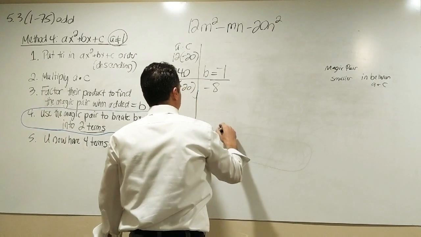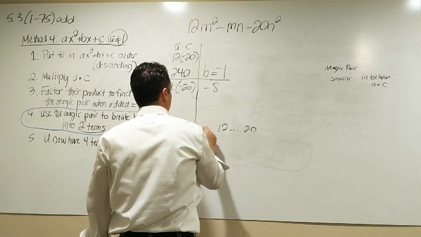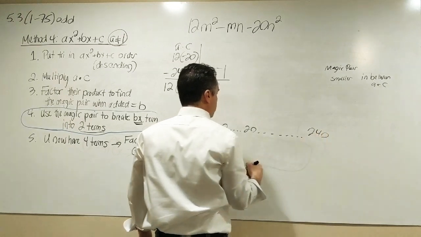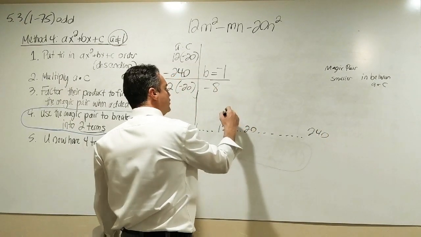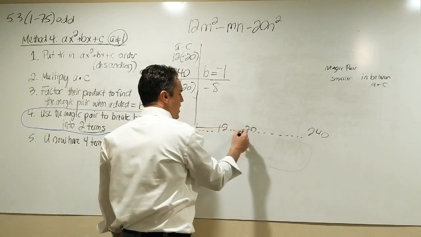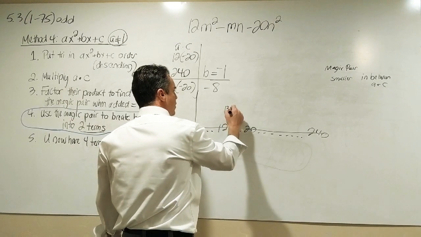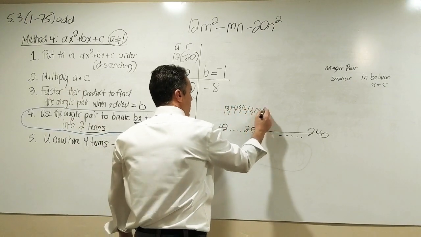So we think about this. A and C are 12 and 20, and we have numbers all the way from 1 to 12, all the way to 240. And what we're saying is, our magic pair is going to lie in between. So the only numbers in between, so like the 1 through 12, 23 through 40, none of that works. The only numbers in between are 13, 14, 15, 16, 17, 18, and 19.